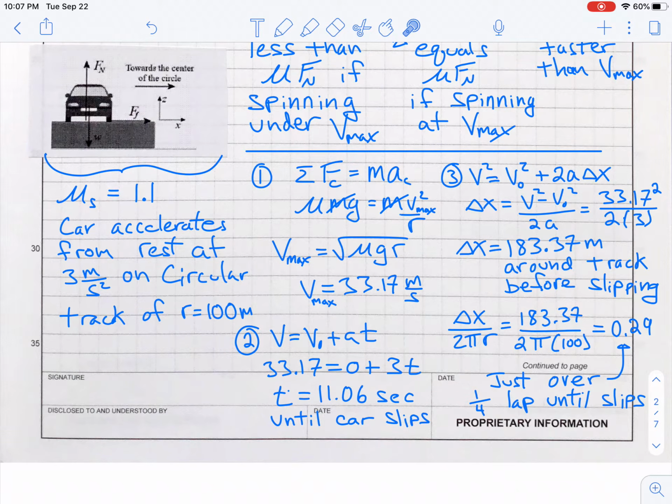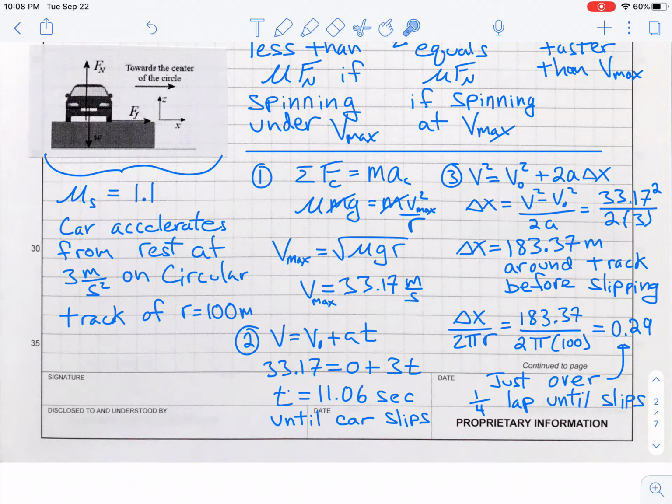If we had a car that was accelerating, here it is over on the left. Our car is accelerating from rest at 3 meters per second squared on this circular track. So we found what the maximum speed is. Now let's find how much time the car can accelerate until it reaches this speed and slips. We'll just use some kinematics here to find the amount of time to get from a speed of 0 up to a speed of 33 with an acceleration of 3. Turns out it takes just over 11 seconds until we're going to begin to slip in this car.